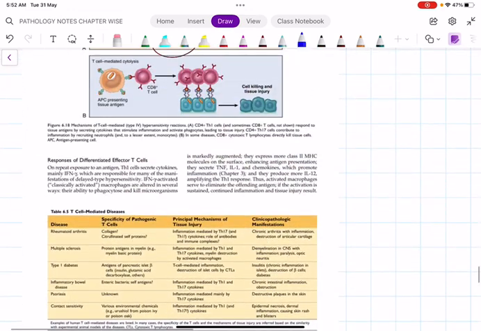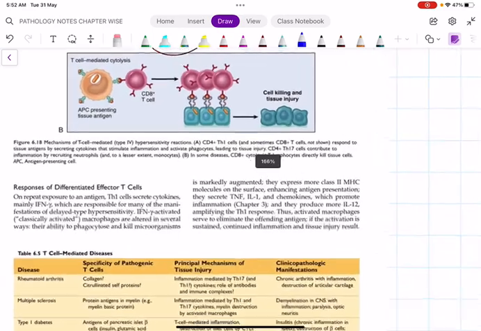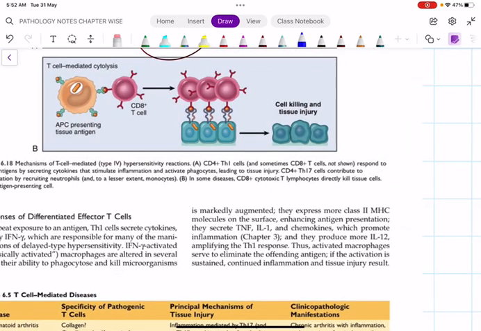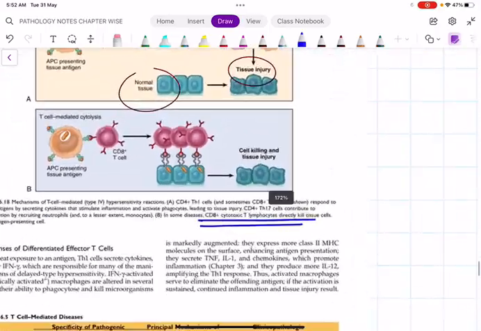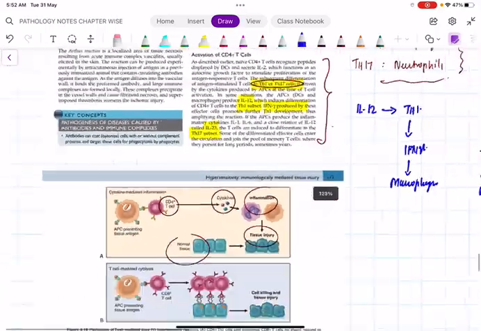Next, how do the CD8 plus T cells work? They will directly kill the tissue cells. CD8 plus T cells directly kill the target cells.